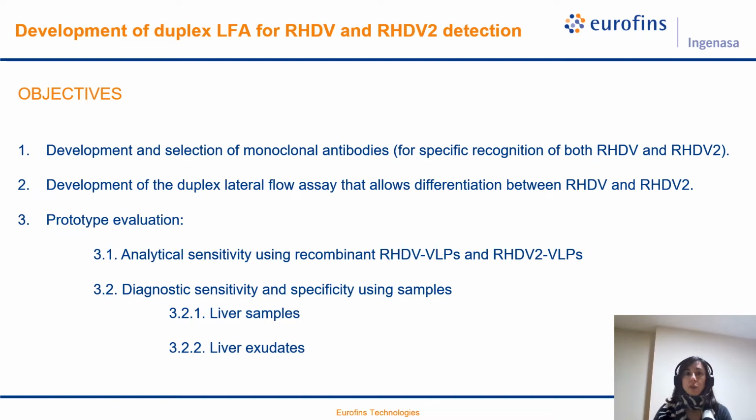First, we described three main objectives. One, the development and selection of monoclonal antibodies for the specific recognition of both variants of the virus. Second, the development of the duplex lateral flow assay that allows the differentiation between rabbit hemorrhagic disease virus and rabbit hemorrhagic disease virus 2. And third, the prototype evaluation. First, the determination of the analytical sensitivity using recombinant virus-like particles, VLPs, and then the determination of the diagnostic sensitivity and specificity using two types of samples, liver samples and liver exudates.